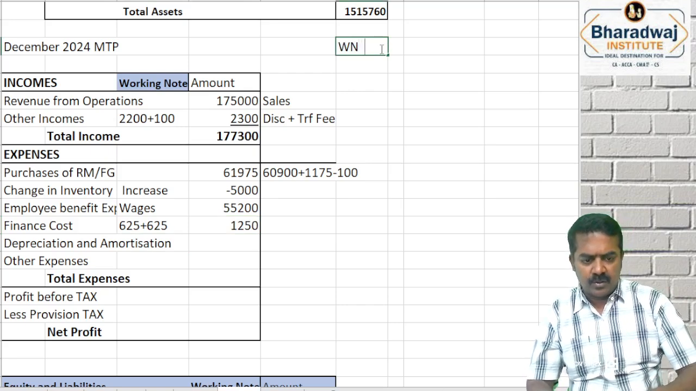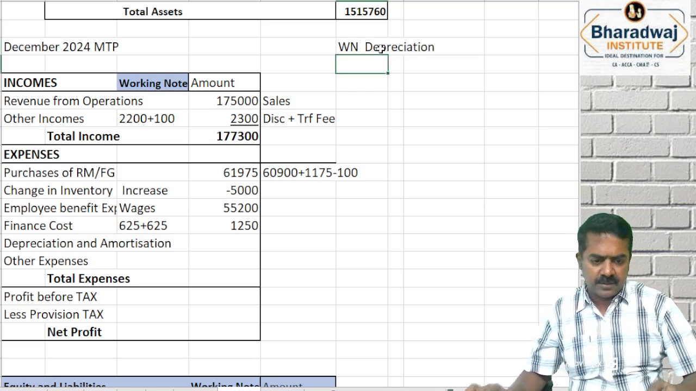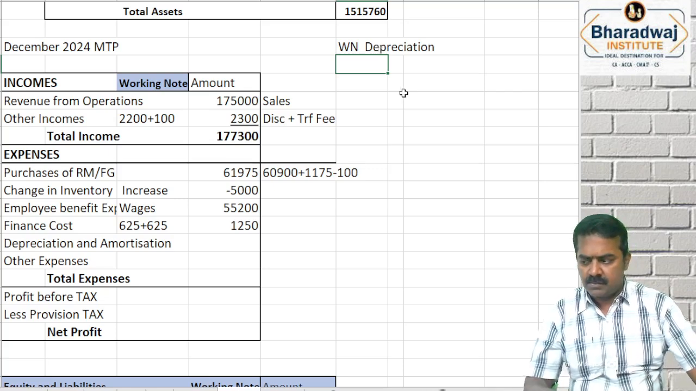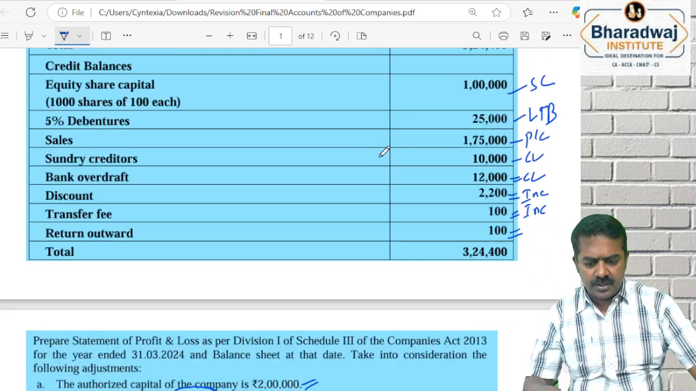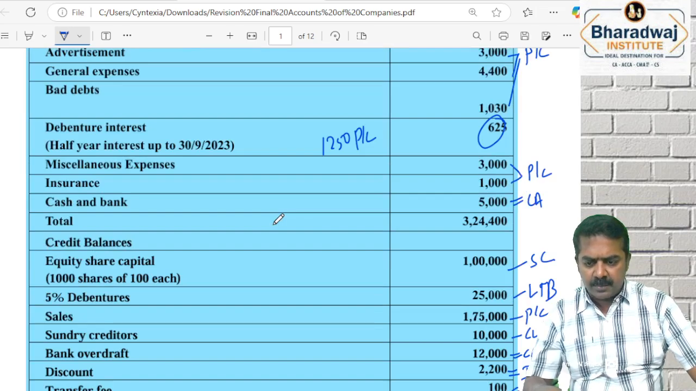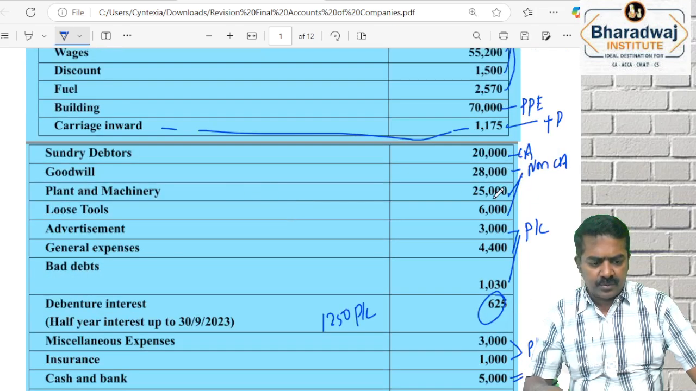We will prepare a working note for depreciation and amortization. What all will come under depreciation and amortization? Depreciation on plant and machinery, they ask you to create at the rate of 9%. 9% of plant and machinery value, 9% of 25,000.